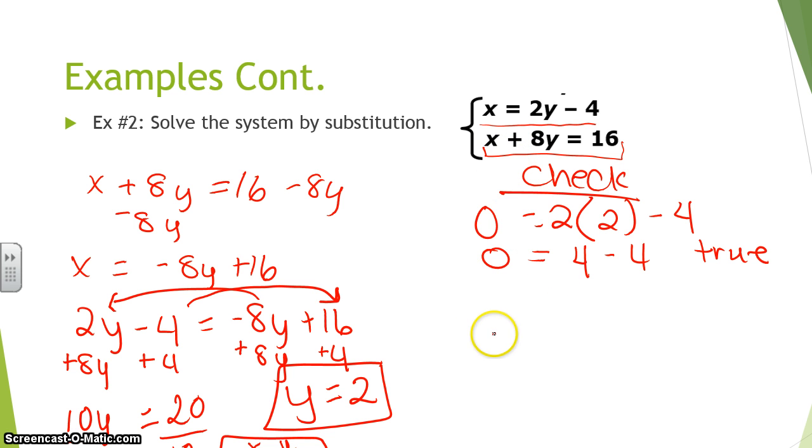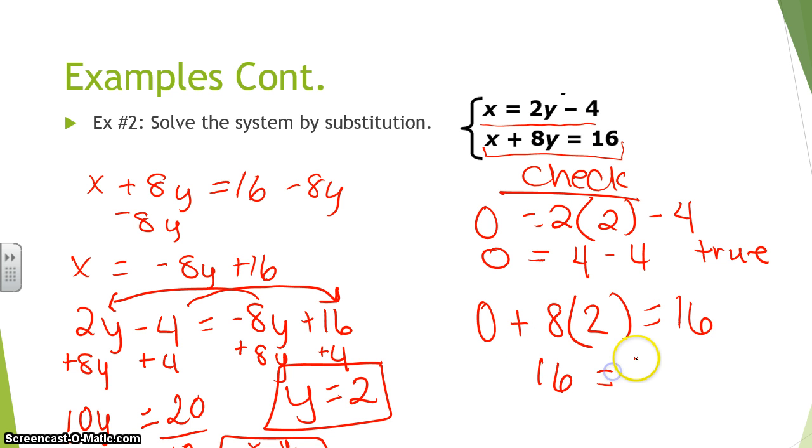Let's look at the second equation. Let's plug in 0 for x, 0 plus 8 times my y, which is 2. Does that equal 16? Well, 8 times 2 is 16. That equals 16, that is true. So my ordered pair 0, comma 2 works.